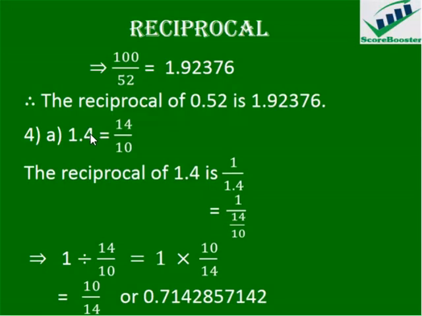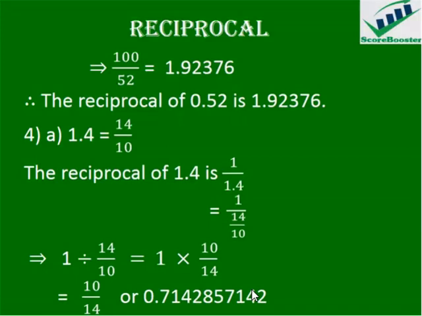So the reciprocal of 1.4 is 1 divided by 1.4, which is 1 divided by 14 over 10. You change this to multiplication. Your denominator becomes your numerator, and your numerator becomes your denominator, which is going to be 1 multiplied by 10 over 14, which is 10 over 14. You can change this to a decimal form, which is 0.7142857142.